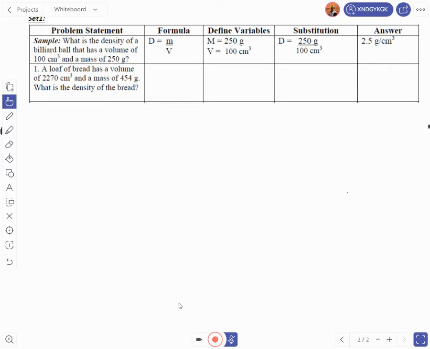Now, here the first one is an example. What is the density of a billiard ball that has a volume of 100 cubic centimeters and mass of 250 grams? Those numbers are plugged into this formula. The numerator, mass, is 250 and this is 100. Then 0 and 0 cancel. 25 over 10 means 2.5 grams per cubic centimeter. How simple is this one? Very, very simple.